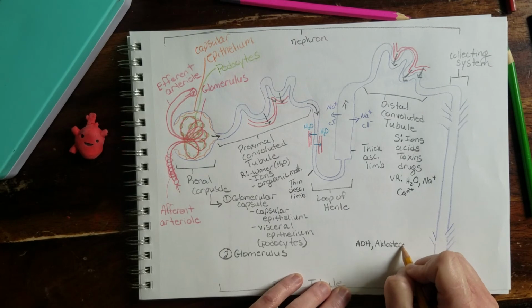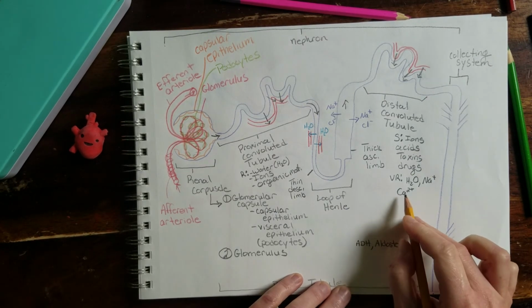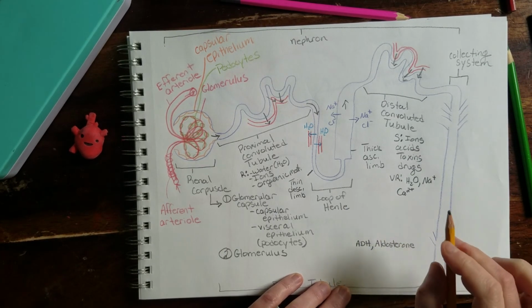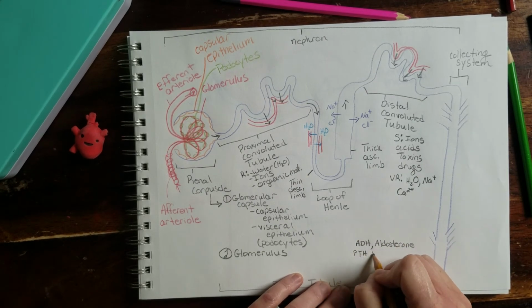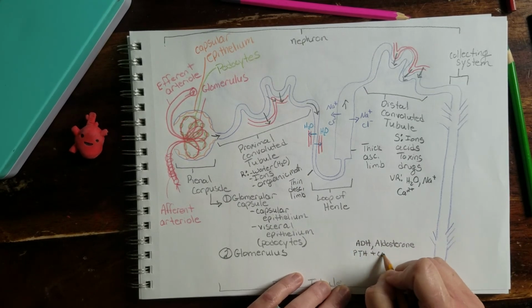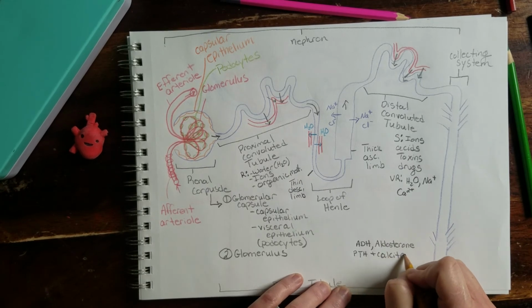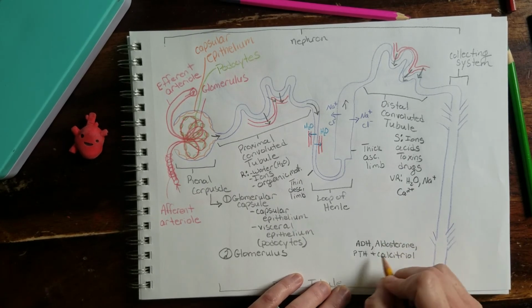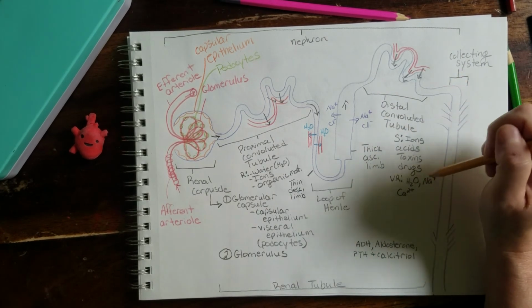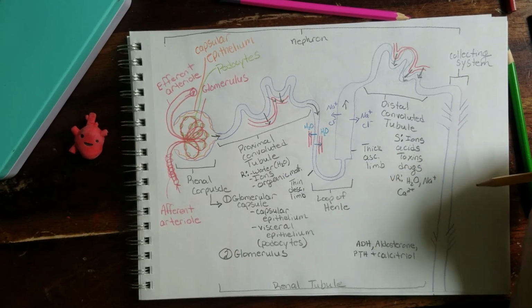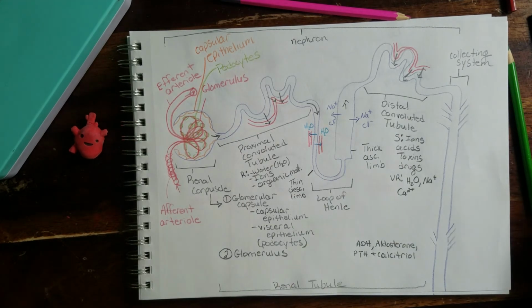Aldosterone. And what hormones would cause you to reabsorb more calcium to make calcium levels higher? Right, PTH, or parathyroid hormone, and calcitriol. Right, so all of those hormones could affect the distal convoluted tubule and cause you to reabsorb more of those substances, depending on the needs of the body.